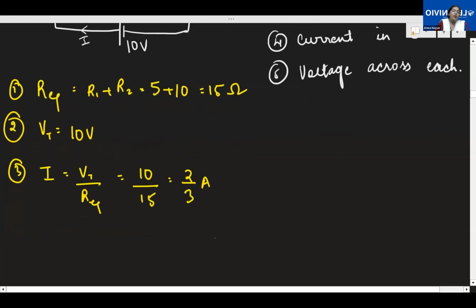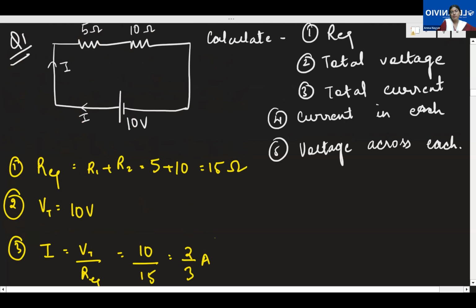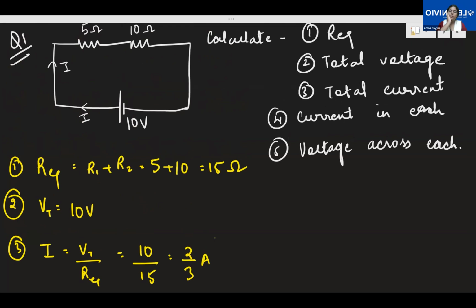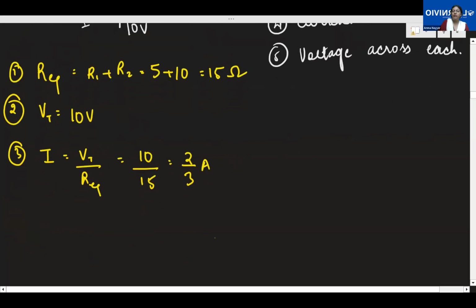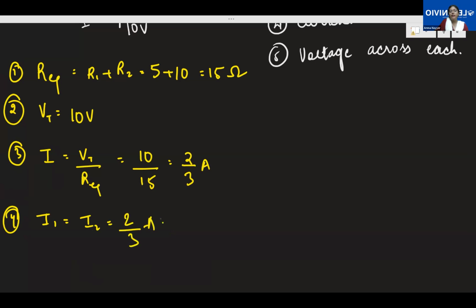Fourth is current across each. How to calculate that, class? How to calculate current across each? Tell me. Will the current be different? Why do you need to calculate? 2 by 3 is the total current. Individually also this will be 2 by 3. So I1 is equal to I2, that is 2 by 3 ampere. Okay.